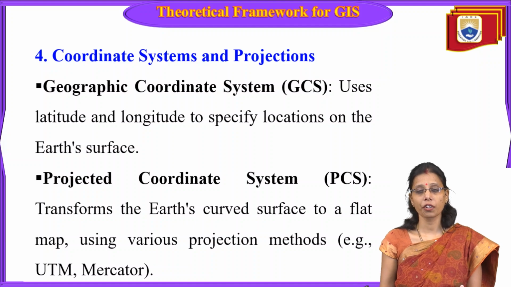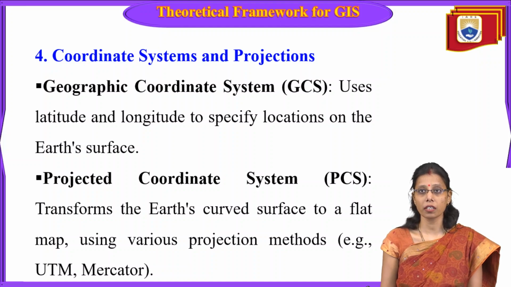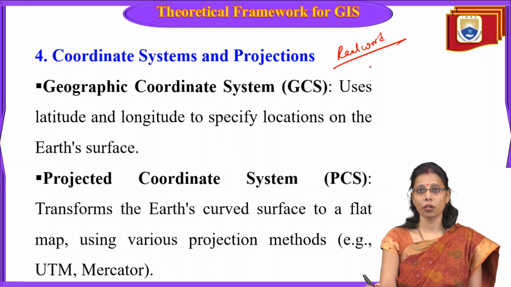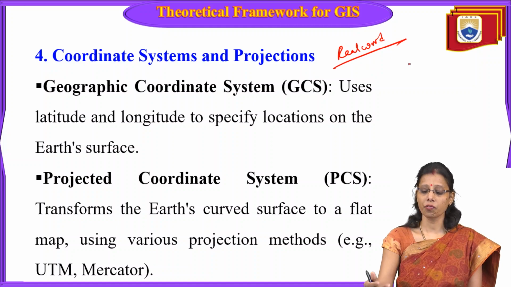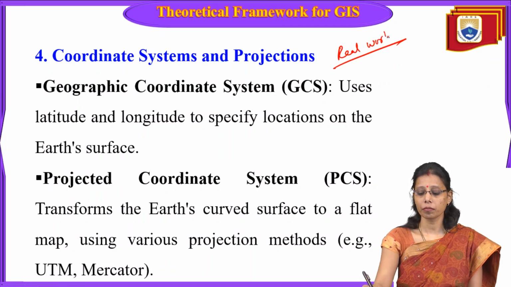This is when you're talking about the theoretical framework for GIS. Now, coordinate systems and projections are also an important element in this theoretical framework for GIS. Coordinate system and projection: when you talk about the real world, the real world has all the coordinates, right? These coordinates have to be transformed to the map. How can we transform these coordinates to the map? How can the transformation be done? That can be done by assigning the latitude and longitude.